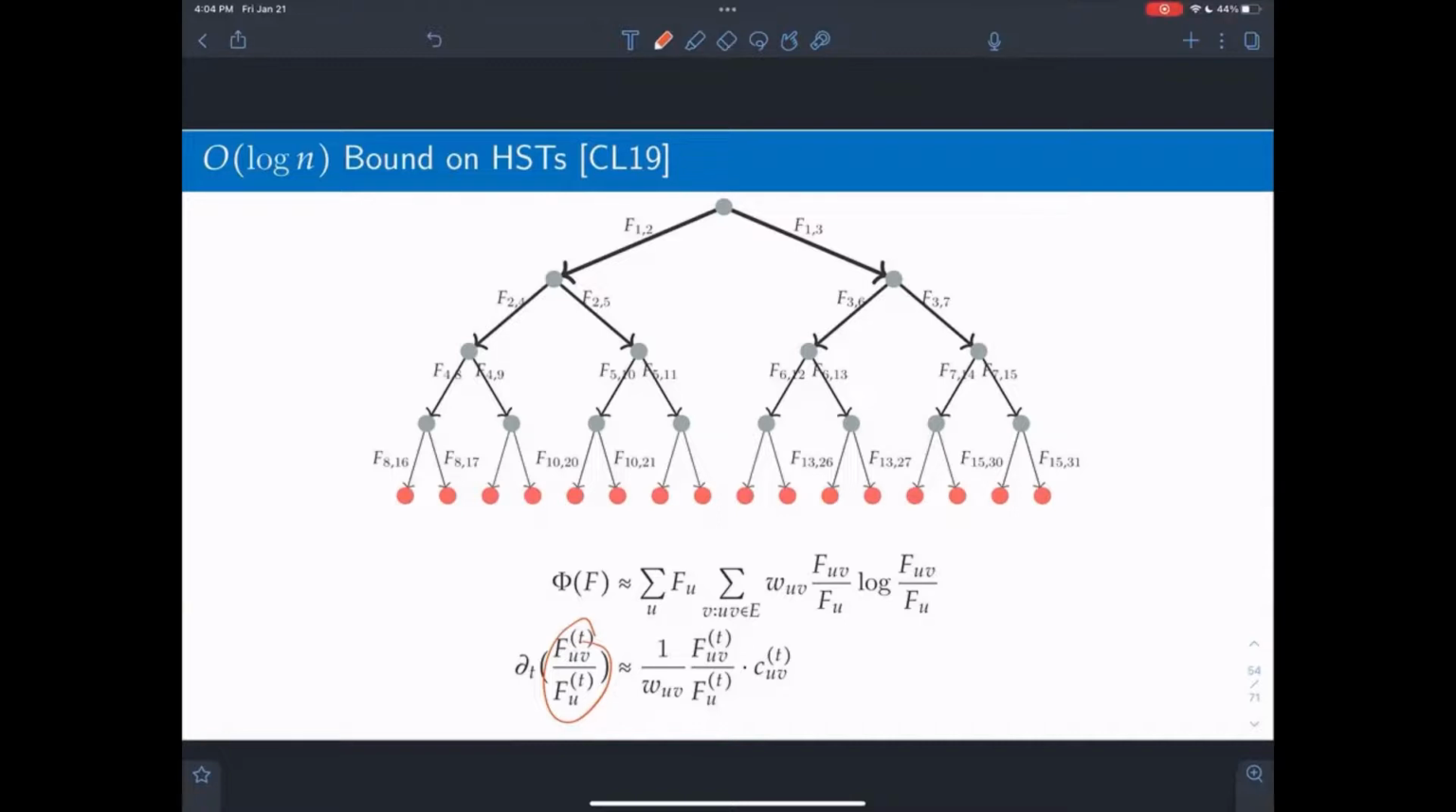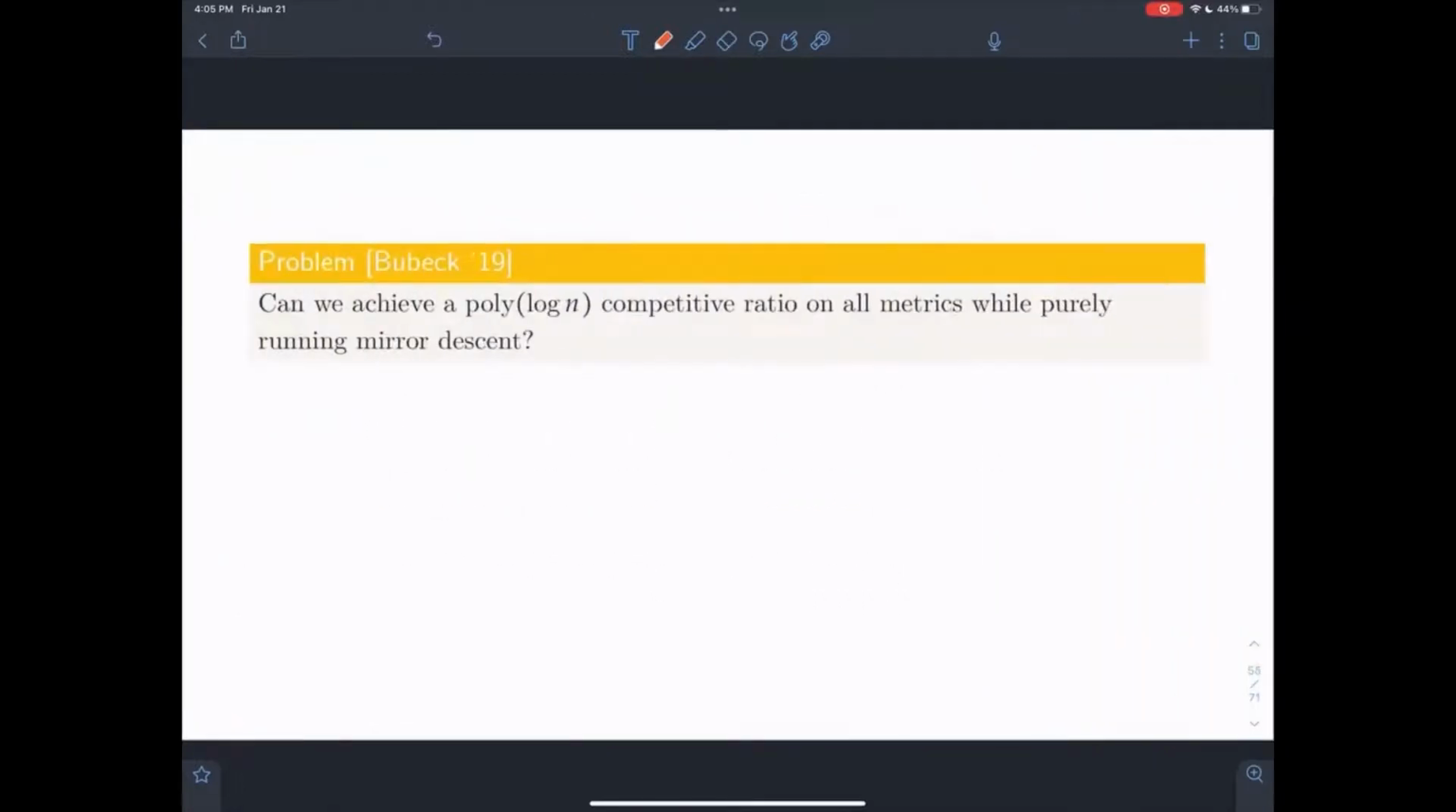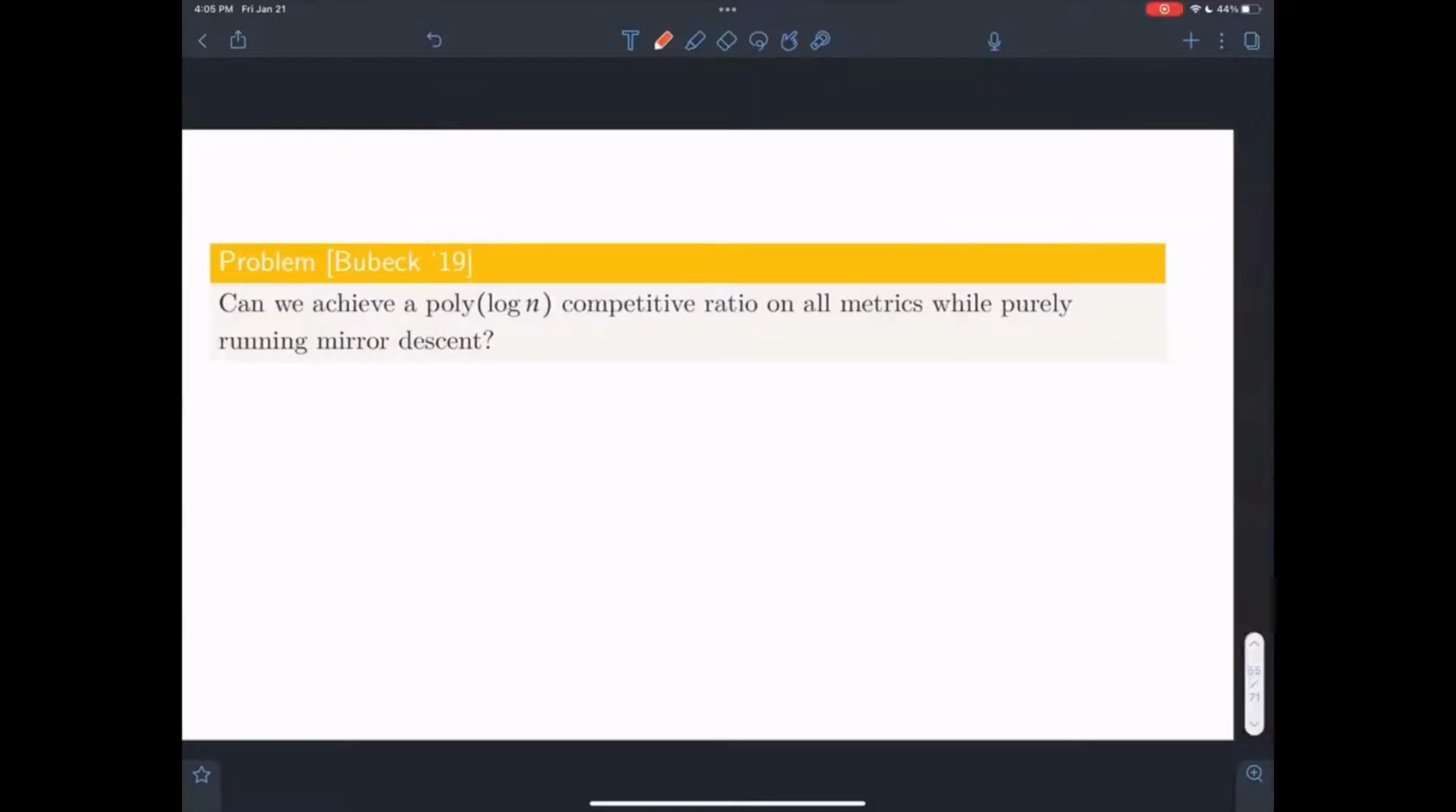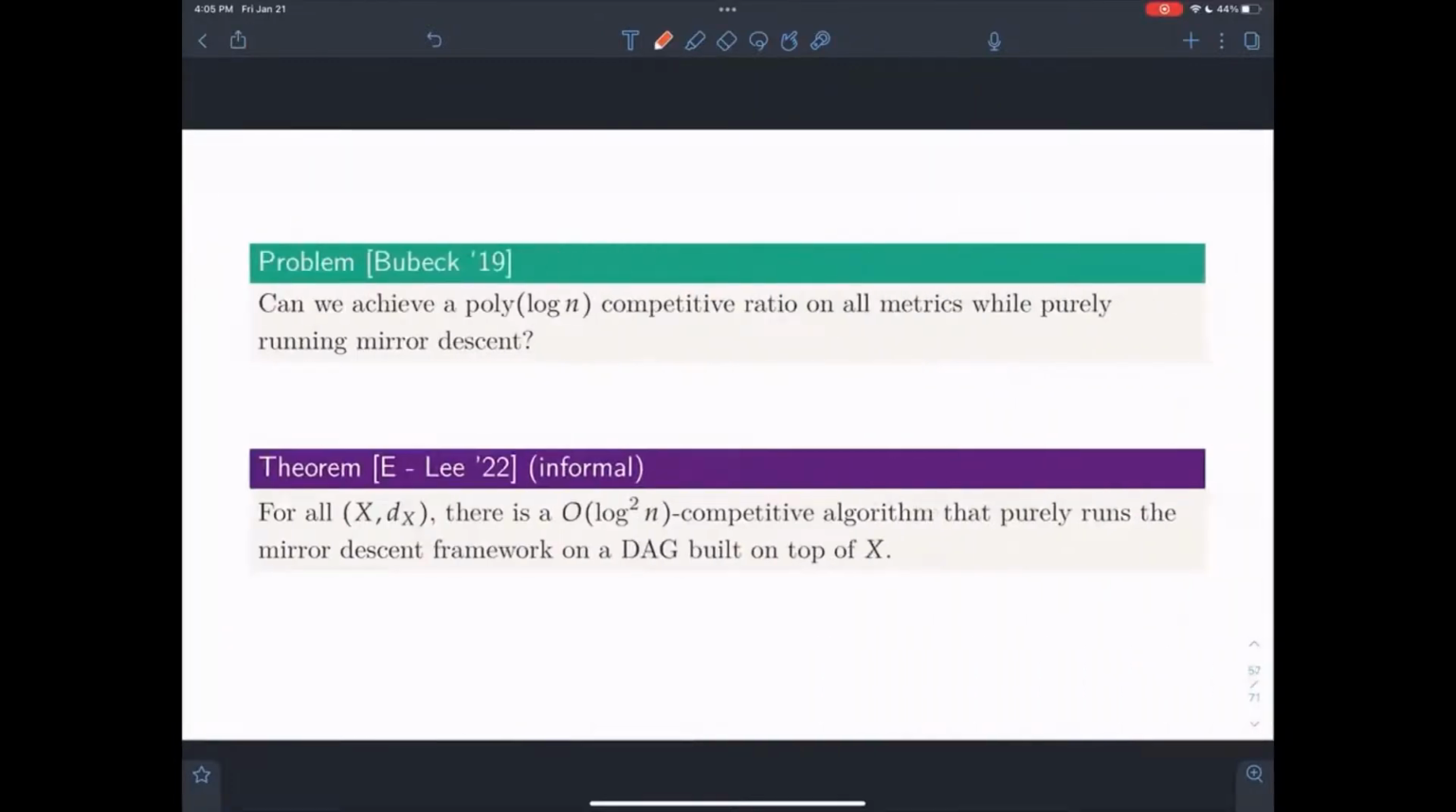And as a first step towards getting rid of that log n factor, one might ask whether at least we can get rid of this black box reduction and directly do mirror descent on some polytope that is related to our metric and get a competitive algorithm that is log n squared competitive, or even polylog n competitive. And in fact, this was asked by Ubek. And our main result is that we answer this question positively.